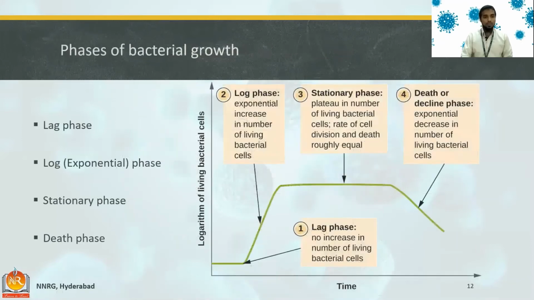Moving on to the phases of bacterial growth. How are bacteria growing? Let us see the graph. There are four different parts of the graph. First is the lag phase. Second is the log phase, or logarithmic phase. Third is the stationary phase, and the fourth is the death phase. Let us see what they are. You can see the graph here: 1, 2, 3, 4. There are four different stages, so four different lines.